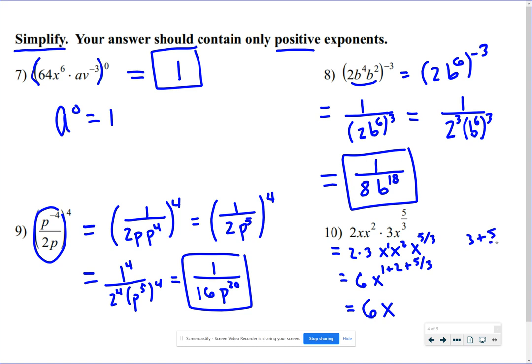We're going to leave our answer as a fractional exponent. Let's see, 1 plus 2 is 3, 3 plus 5/3, that's going to be 9/3 plus 5/3. I have to have a common denominator to add those together. I get 14 over 3, and we are done. Our answer is 6 times x to the 14 over 3 power, and that is the end of the exponent questions.